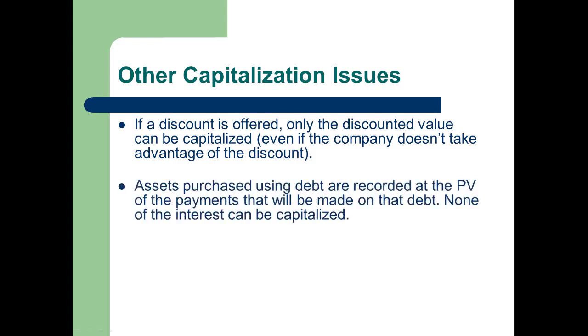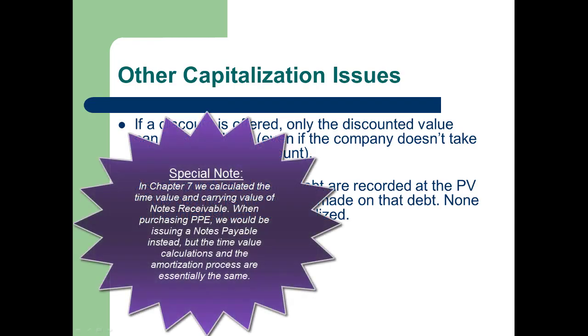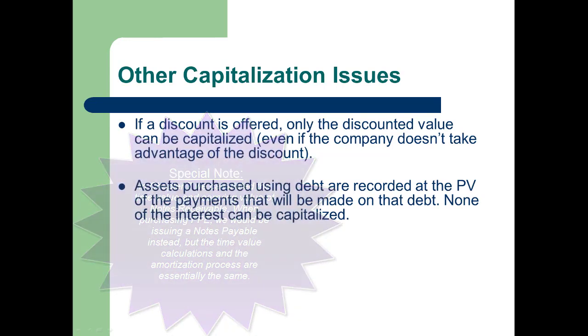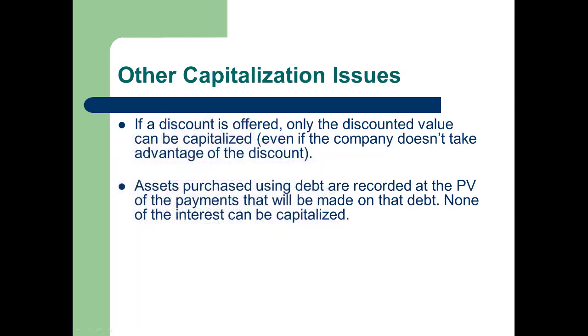Next, assets purchased using debt are recorded at the present value of the payments that will be made. So we did present value calculations of notes as part of Chapter 7. Just be aware, we would calculate the present value of all these future payments, and that's what we would put in as the value of the asset. And as we go through and actually make our payments on this debt, all of the interest that builds that back up, gets rid of its premium or discount and gets it to its face value, all of that interest has to be expensed because we're out of the capitalization period, even if the asset qualifies. So we can't use that interest to beef up our assets. It's just going to be expensed right away.